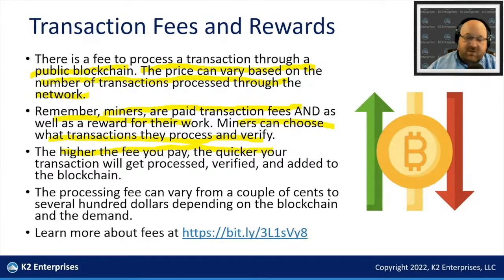You can get the normal line and stand in line for 3 hours, or for $20 per day, you can get the Genie Plus thing and skip the line and go right up to the front. So the more you pay, the more quickly your transaction will get verified. Eventually, everything will get verified. It's just how much do you want to pay. Now, the processing fee can vary from a couple of cents to several $100s, just depending on what the blockchain is and what that demand is. Let me show you what that looks like.